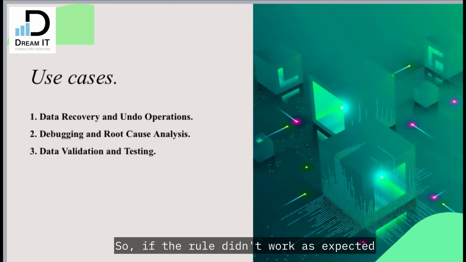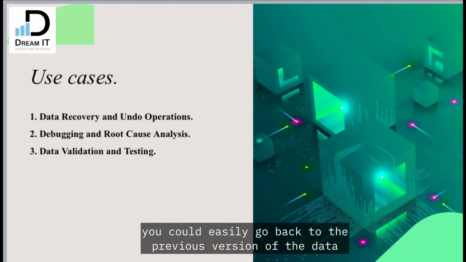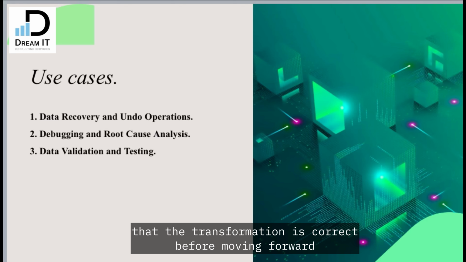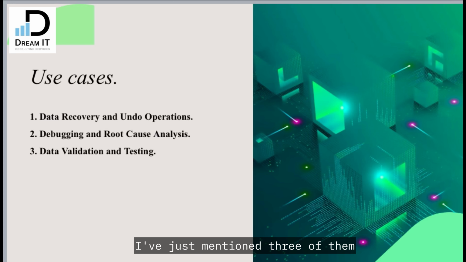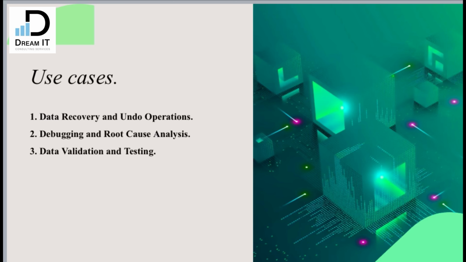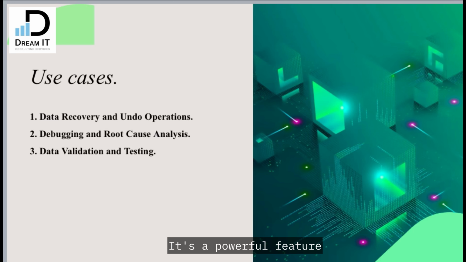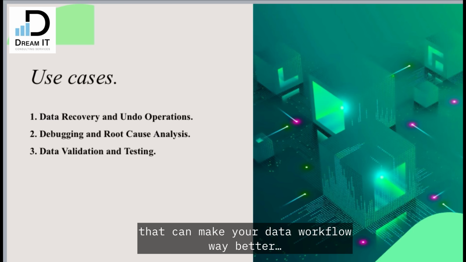If the rule didn't work as expected, you could easily go back to the previous version of the data, adjust the rule, and test again. This way, you are sure that the transformation is correct before moving forward. Okay, so there are many use cases of time travel. I have just mentioned three of them. So, hope this clears up what time travel is all about in Microsoft Fabric. It's a powerful feature that can make your data workflow way better.